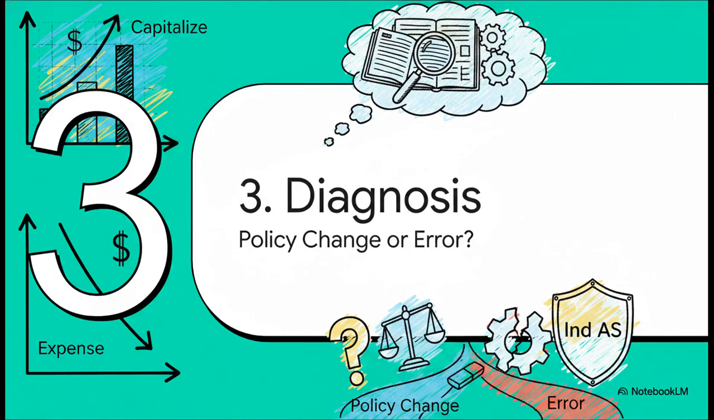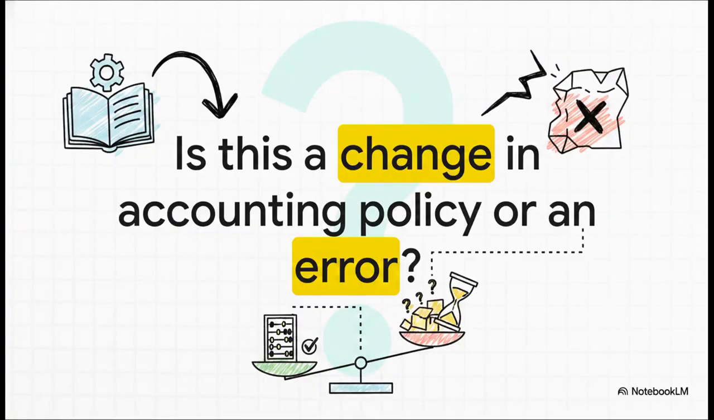Section 3, the differential diagnosis. Classifying the change. As diligent auditors, we have to ask a really crucial question right off the bat. Are they simply choosing to adopt a new, perhaps better accounting policy, or are they quietly fixing a past mistake? Figuring this out completely dictates how the company has to report this change in their financials.